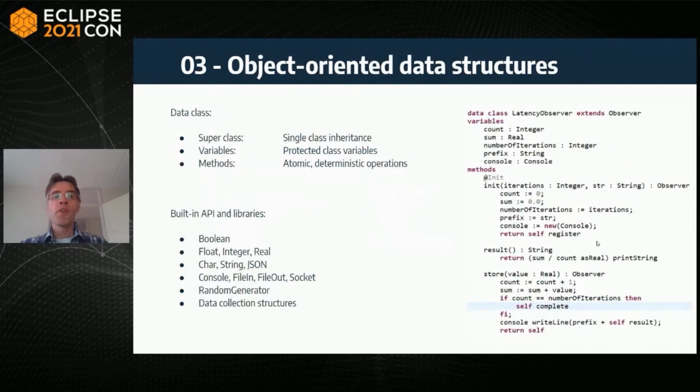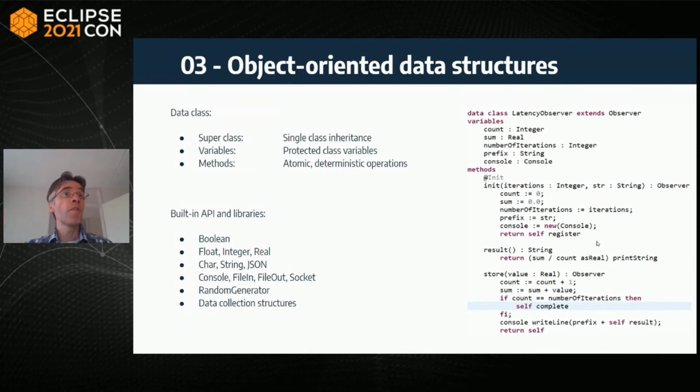In the end, quite often you also want to have some data being modeled. Well, we have object-oriented data structures. So a single inheritance, again, variables. But here all the methods are really atomic operations. So you don't look at the interleavings anymore.